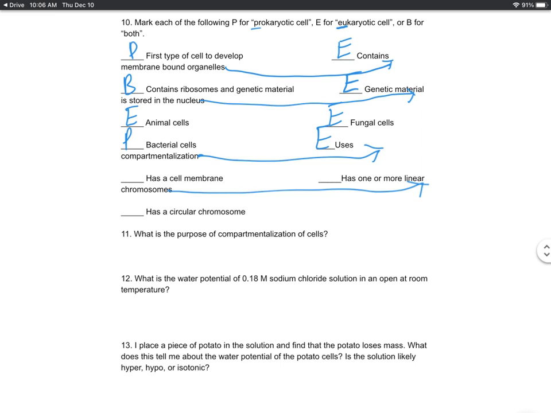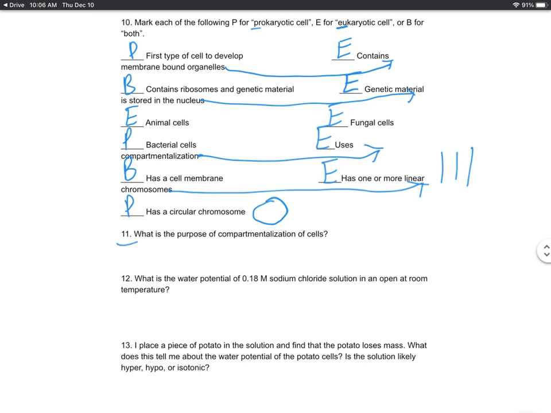So only eukaryotes have internal membranes breaking the cell up into different compartments. Has a cell membrane is both. All cells have to have a membrane. Has one or more linear chromosomes is eukaryotes. So eukaryotes' chromosomes are in lines. Prokaryotes' chromosomes are in circles.